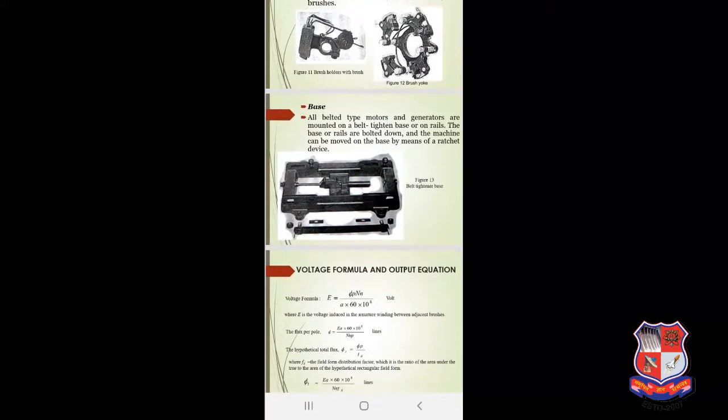Now the base where we put our machine, so we need a base. All belted type motors and generators are mounted on a belt tightening base or on rails. The base or rail is bolted down and the machine can be moved on the base by means of a racket device.